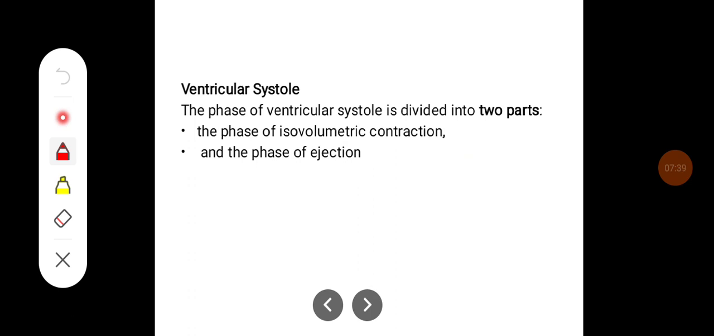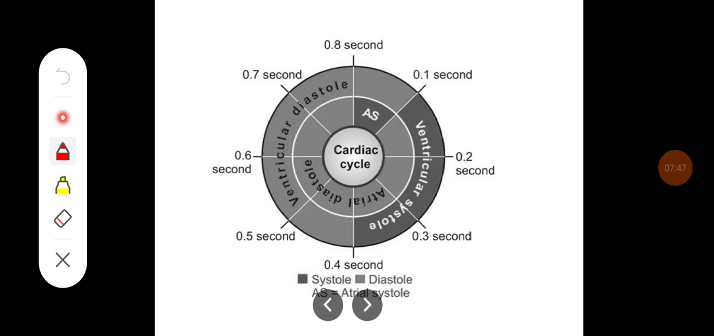The phase of ventricular systole is divided into two parts: phase of isovolumetric contraction and phase of ejection. This diagram shows the ventricular systole. The initial 0.5 second is the isovolumetric contraction phase. Later is the rapid ejection phase, which is again divided into the initial rapid phase and the later slow ejection phase.